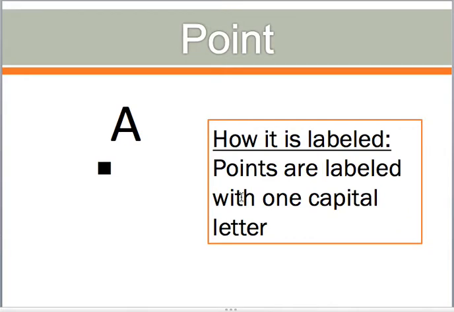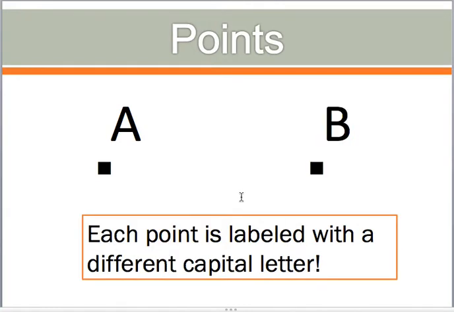And a point is labeled with one capital letter. On the left-hand side of the screen, you're going to see this point, and we've labeled it capital A. In the far right column, you can draw your point A. And right here, we see points A and B. This is just another example of points. I wanted to show you that you can name a point with any letter of the alphabet, A through Z, as long as it's a capital letter.